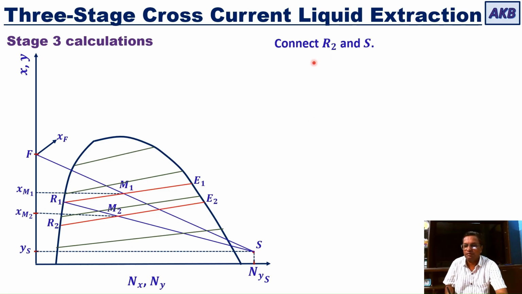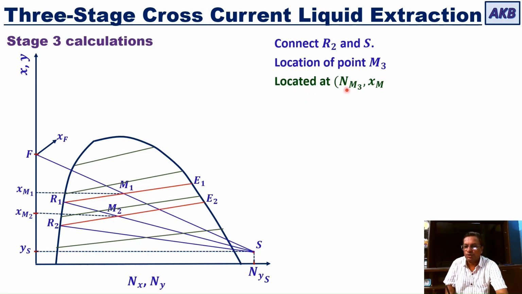So first we will connect R2 and S to indicate that in stage number 3, raffinate from stage 2 is mixed with fresh solvent. So R2 will be connected with S. Then we have to locate point M3. For locating point M3, we need to know NM3 and XM3, but knowing XM3 is sufficient because in this case NM3 is weight fraction of B in the mixture. So let us use XM3 to locate M3.